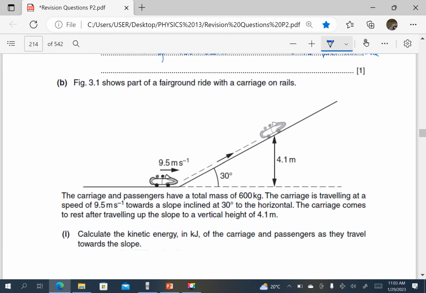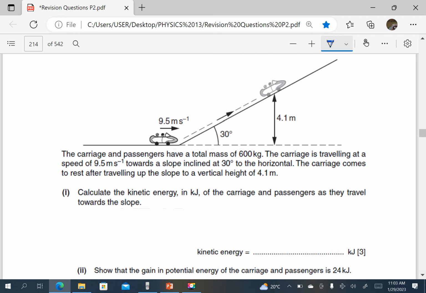The figure shows part of a fairground ride from a carriage on rails. The carriage and the passengers have a total mass of 600 kilograms. The carriage is traveling at a speed of 9.5 meters per second towards a slope inclined at 30 degrees to the horizontal. The carriage comes to rest after traveling up the slope, a vertical height of 4.1 meters. Calculate the kinetic energy in kilojoules of the carriage and passengers as they travel towards the slope. Before we move any further, we can find a distance up the slope, d. The distance is the hypotenuse, so sine of 30 is equal to the opposite, 4.10, divided by the distance d. So d is 4.1 divided by sine of 30.